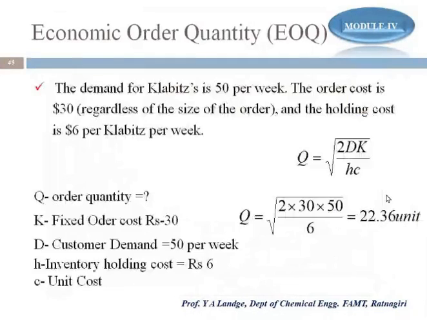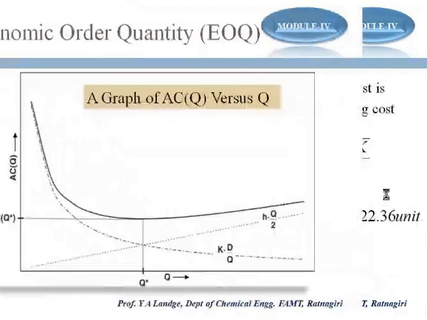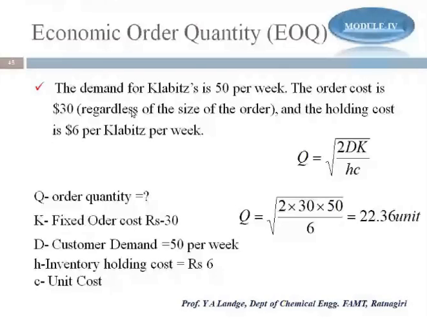Now, with the help of an example, we will see what exactly EOQ means. Okay, so say the demand for a product is 50 per week. That is the demand. The order cost is $30, regardless of the size of the order, as I said. And the holding cost per unit is $6 per week. So the cost required to hold this per unit per week is $6.